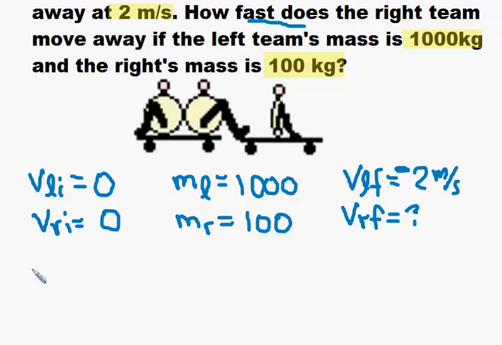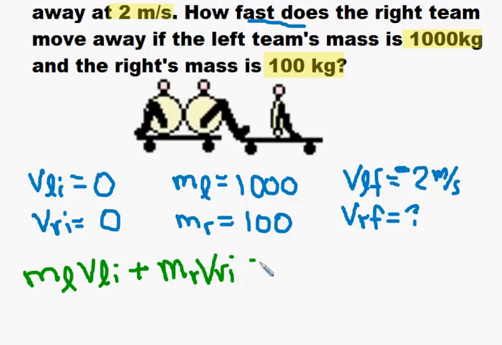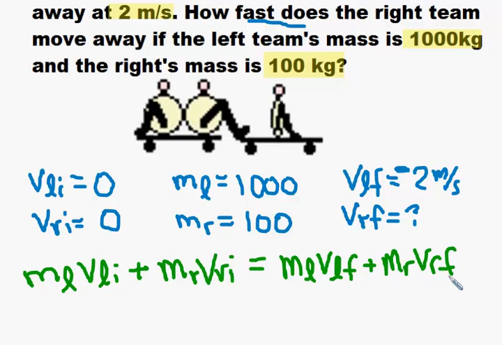So first, momentum of the left: mass of the left times velocity of the left initial, that's the momentum of the left team, plus momentum of the right team, so mass of the right times velocity of the right initial. All right, it equals, now on the right-hand side is the final. So mass of the left times velocity of the left final. That was these two right here. And now I write these two: plus mass of the right times velocity of the right final.